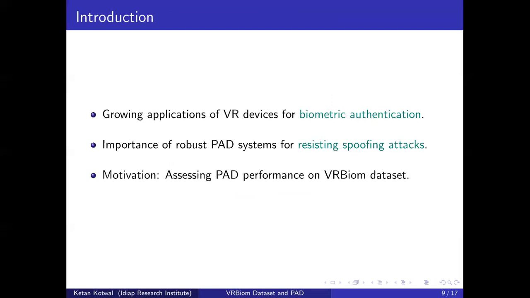Now let's move on to the second part, which is assessing the presentation attack detection capabilities on this dataset. So why do we want to do this? First of all, virtual reality devices are finding more and more applications, which may also include biometric authentication. When we speak of authentication, it is important to have a system that resists spoofing attacks, which is robust to the detection of such attacks on the sensor of the camera, and which is why we are going to assess the performance of PAD on the dataset that I just described.